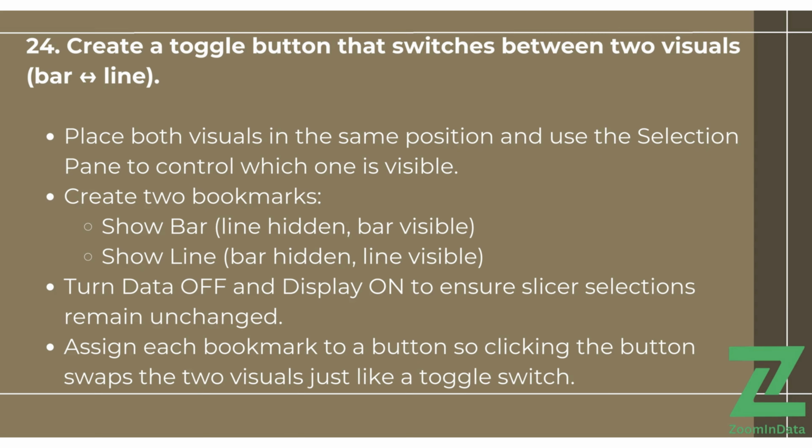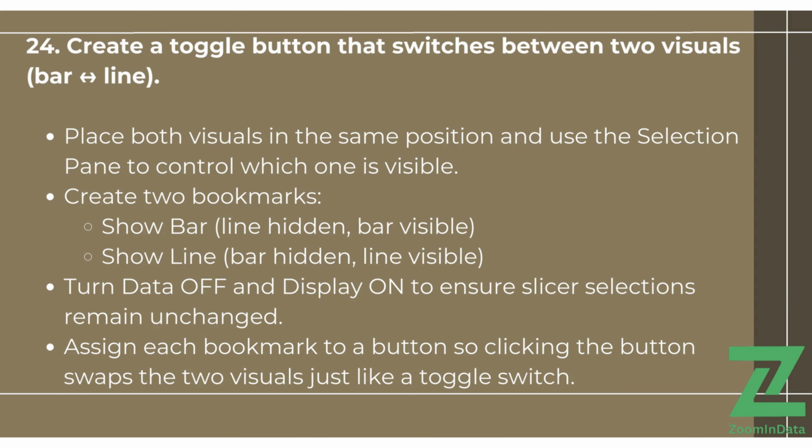Then you use the selection pane to control which visual is shown and which one is hidden. Next, you create two bookmarks. The first bookmark, called Show Bar, has the bar visual visible and the line visual hidden. The second bookmark, called Show Line, has the line visual visible and the bar visual hidden.